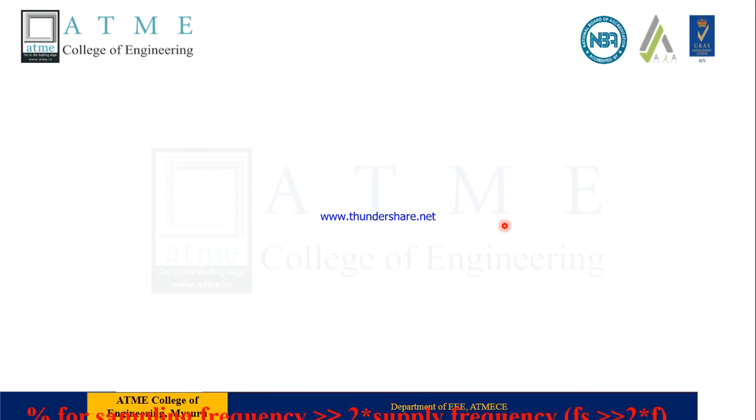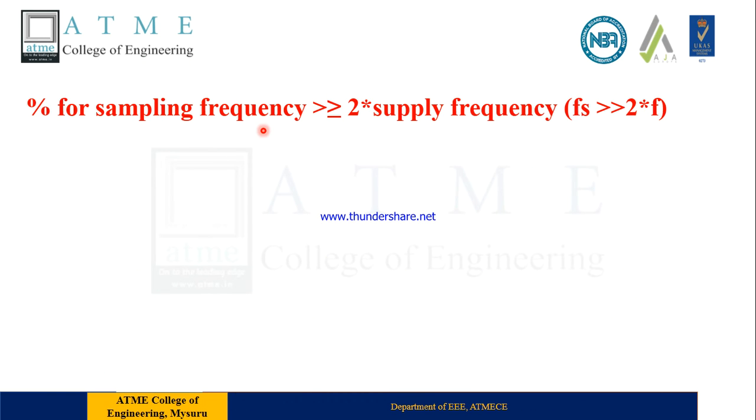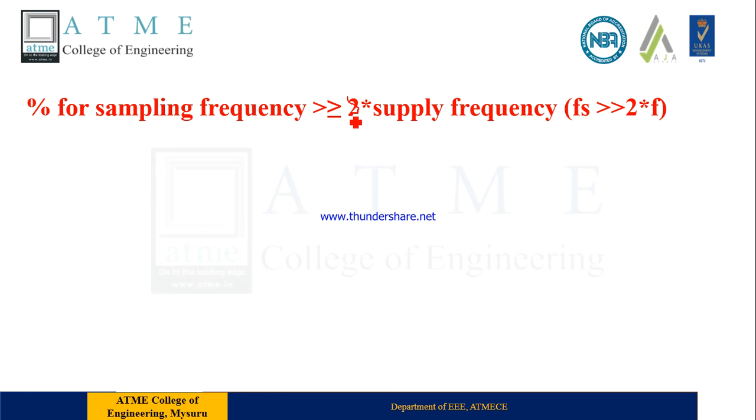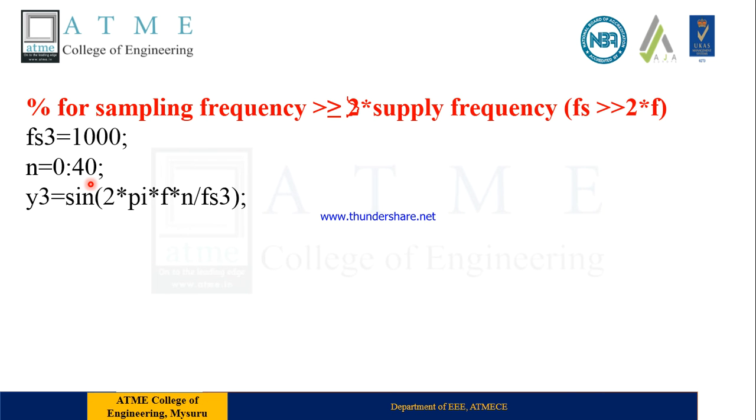Let me check out one more case now. I'll consider the sampling frequency to be very much greater than the supply frequency. Here in this case, let me just correct it. We will be using it very much greater than the supply frequency, not just twice. So let us consider 1000 now. We are considering this as fs3, 1000, as against 500. So let me enhance the period to 40 time period. My equation now will be y3, because we have already used the 1 and 2 representation.